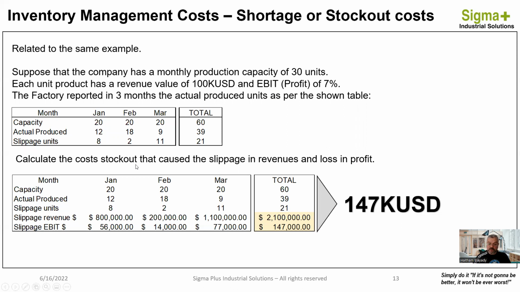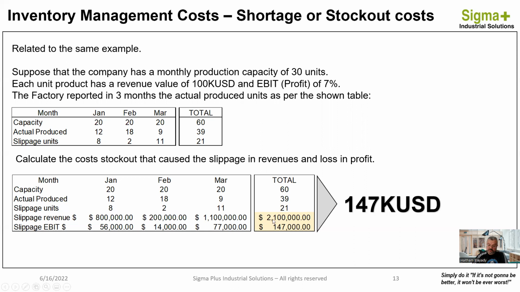So if we want to calculate the cost of the stock out that caused the slippage in the revenues and the loss in profit, we look at the slippage of the revenue and the EBIT. In January, we reported $800,000 slippage in revenue, which generated a $56,000 loss in the EBIT. In February, we had a loss of $200,000 in revenue, which generated a loss of $14,000 in the EBIT. And in March, we had a loss in the revenue of $1,100,000, which generated a loss in the profit of $77,000.